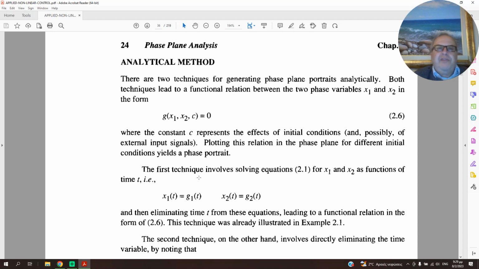So we have the analytical method, and there are 2 techniques for generating phase plane portraits analytically. Both techniques lead to a functional relation between the 2 phase variables x1 and x2 in the form 2.6, g(x1, x2, c) equal to 0, where the constant c represents the effects of initial conditions and possibly of external input signals. Plotting this relation in the phase plane for different initial conditions yields a phase portrait.